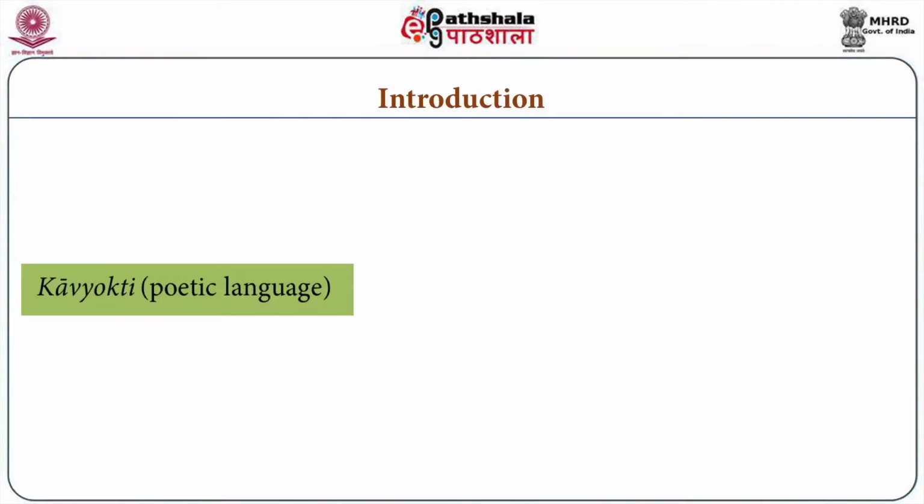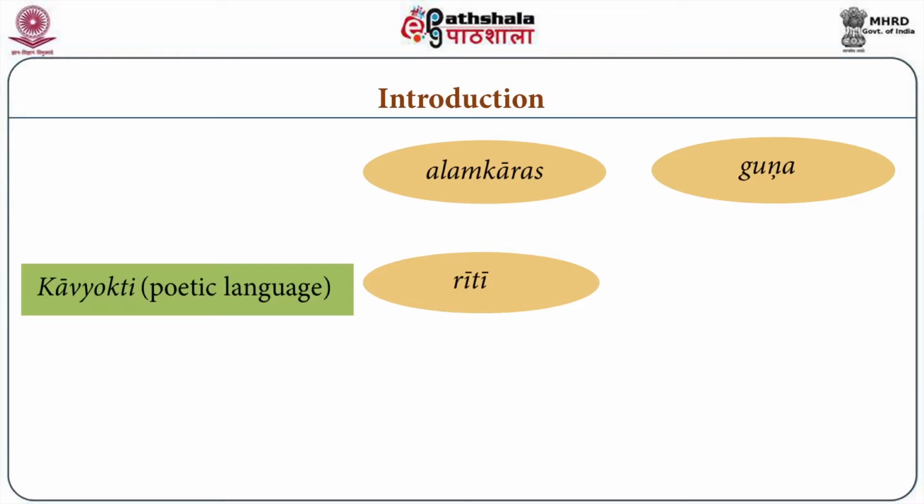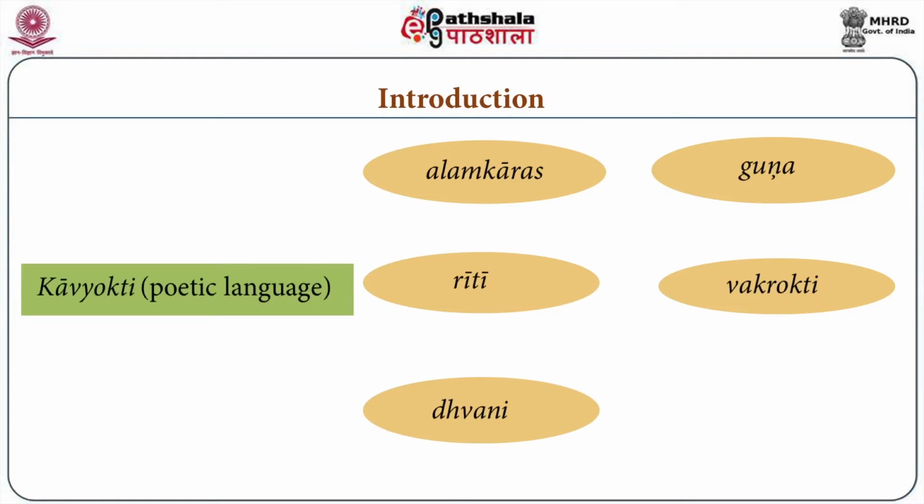Let us now see how Kavya is distinct from Shastra. The 6 canons we are discussing in this module are the principles which distinguish Kavya from Shastra. These 6 principles are Alankars, Guna, Riti, Vakroti, Dhvani and Auchitya. Let us now start with Alankars.